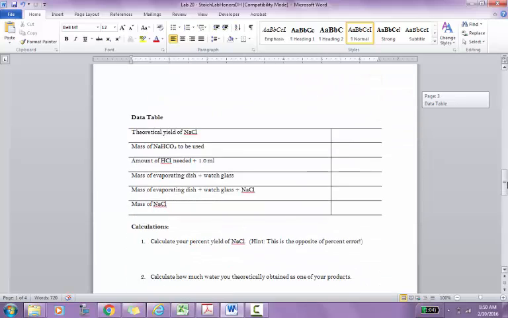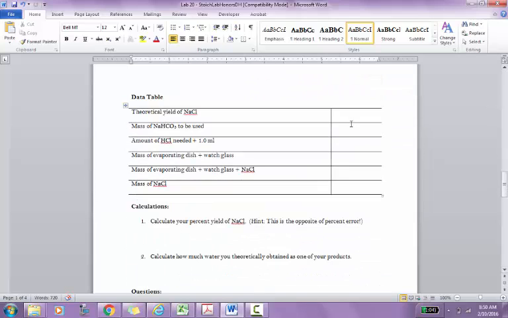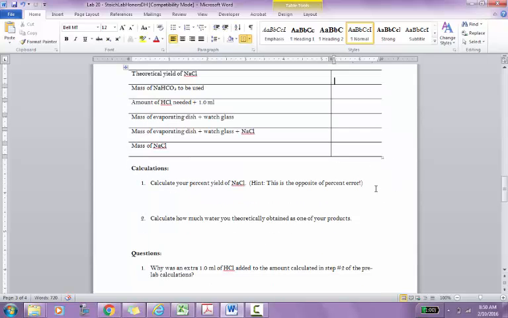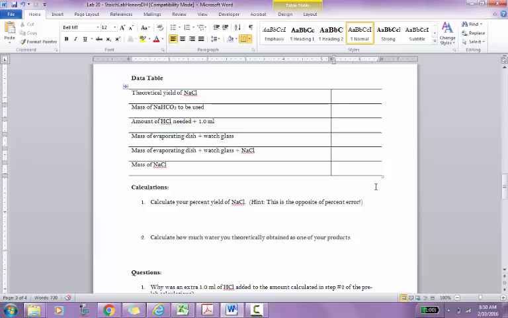You're good in lab. So here's your data table on the third page. Your theoretical yield, that's the number that you pick in class, so you'll be able to record that and use that to do your calculations. The rest of your data goes in here, and I think you're ready to do lab. Good luck!